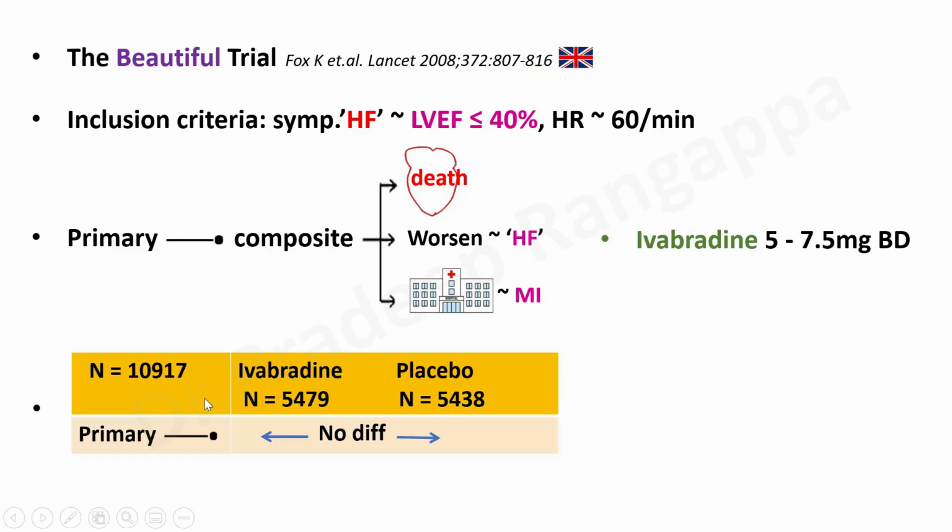This was a little larger study, 10,917 patients, 5,479 in Ivabradine and 5,438 in the placebo group. So as you see, for the primary endpoint, there was no difference. The composite of cardiovascular death or worsening of heart failure or hospital admission due to MI, there's no difference between the Ivabradine group and the placebo group. So the SHIFT trial, although it was enthusiastic, the BEAUTIFUL trial was negative.